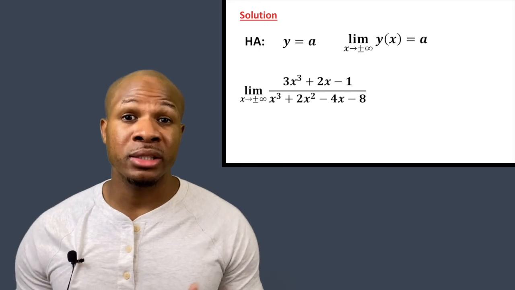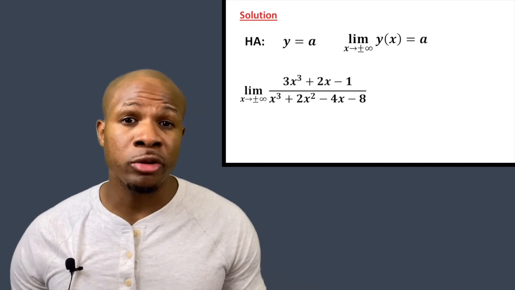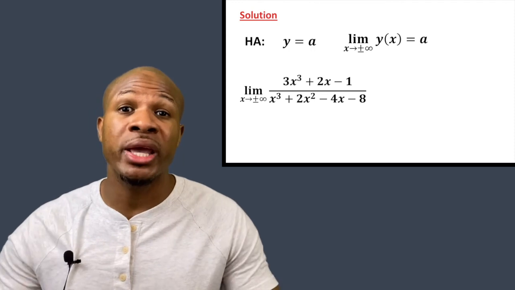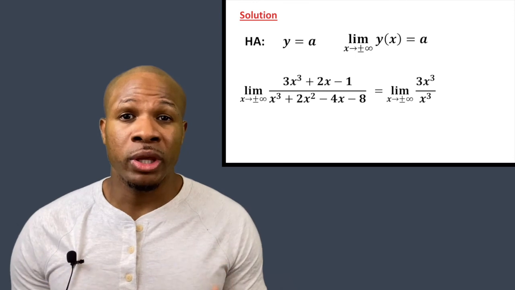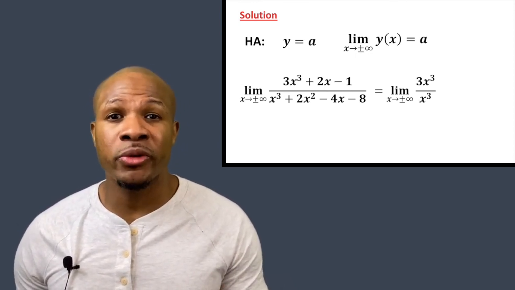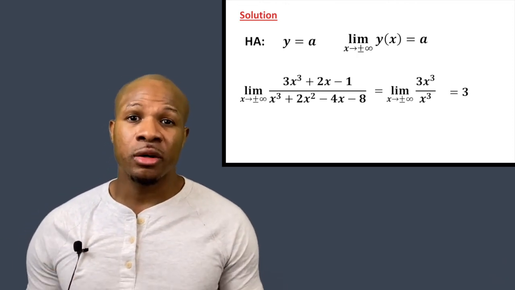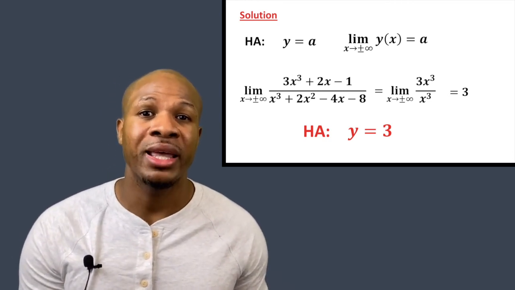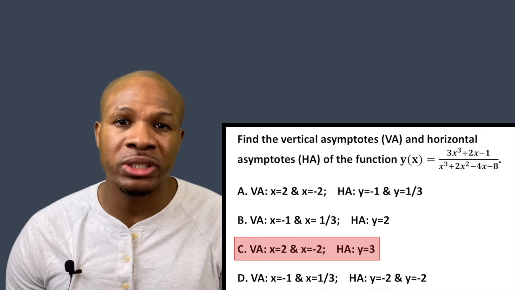In the numerator and in the denominator, we have polynomials. And as x becomes a big number, the part of the polynomial that would dominate will be the polynomial of the highest term. In the numerator, the highest term is 3x to the 3. And in the denominator, the highest term is x to the 3. And we can go ahead and cancel the x to the 3 in the numerator and the x to the 3 in the denominator, and we get 3. Okay? So, as x goes to plus or minus infinity, y approaches the value of 3. And that is the horizontal asymptote. So, the correct answer is going to be answer choice C. Y equals 3 is the horizontal asymptote.